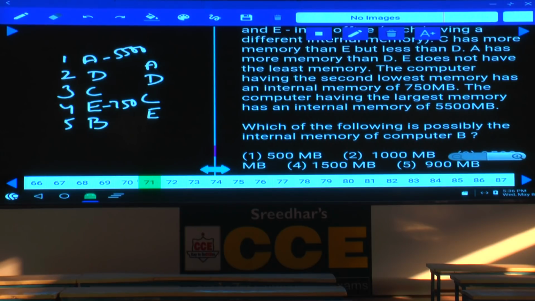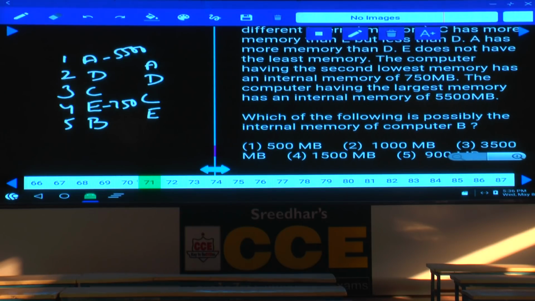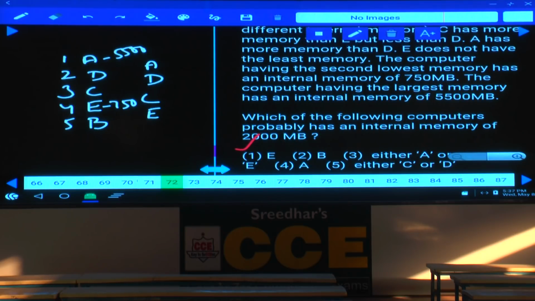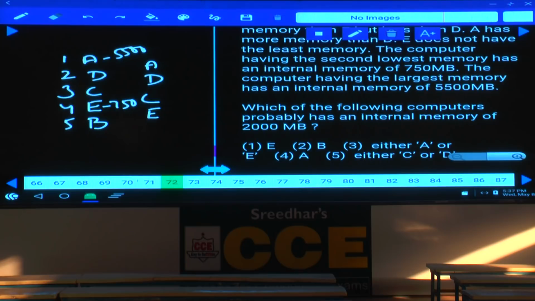Then 71, which of the following is possibly the internal memory of computer B? Lesser than 750, 500, that is choice 1. Then 72, which of the following computers probably has an internal memory of 2000? Either C or D, choice 5. Now this is about question number 70, 71 and 72.